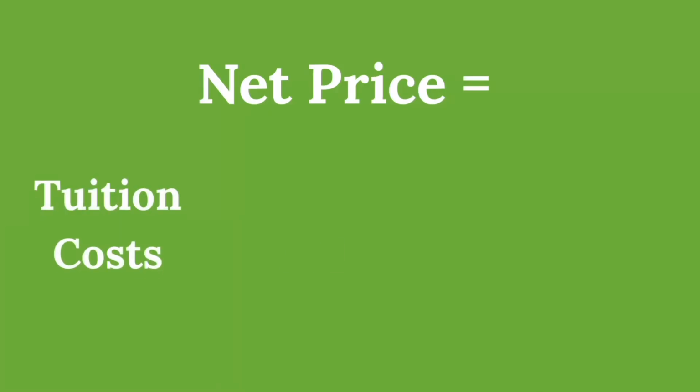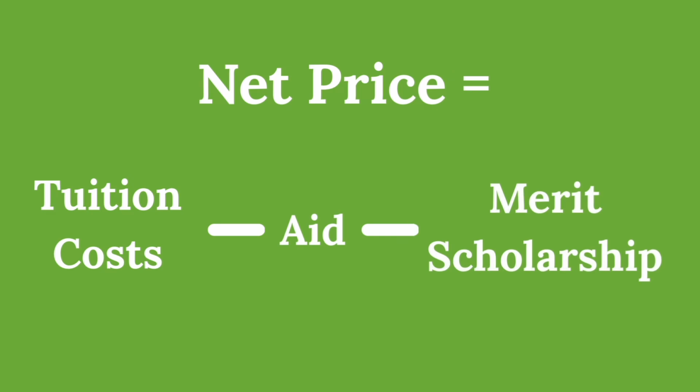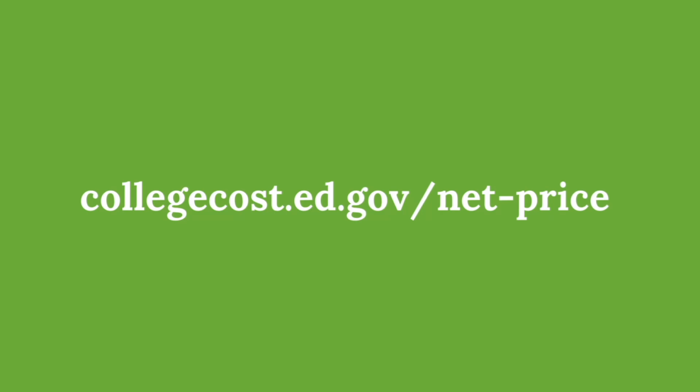Additionally, every institution that receives federal aid is required to have a net price calculator on their website. Net price being tuition costs minus aid and merit scholarship. You can go to the institution's website, fill out a few questions, it'll take about 10 minutes, and the school will calculate how much aid or merit scholarship the student may be eligible for. You can also go to collegecost.ed.gov/net-price and type in a participating school to use their net price calculator.